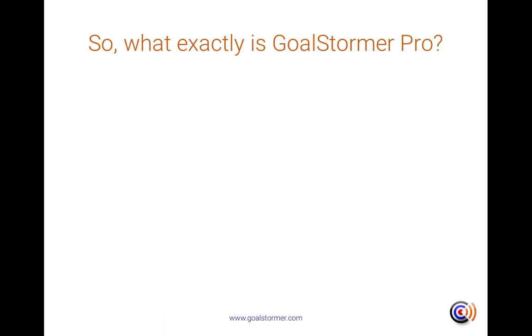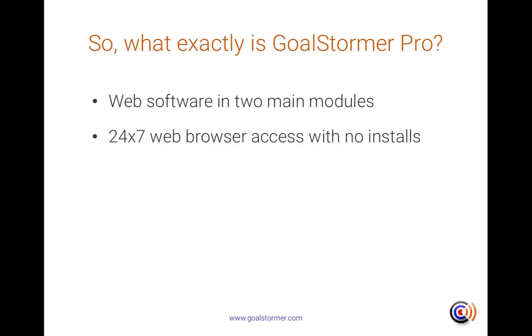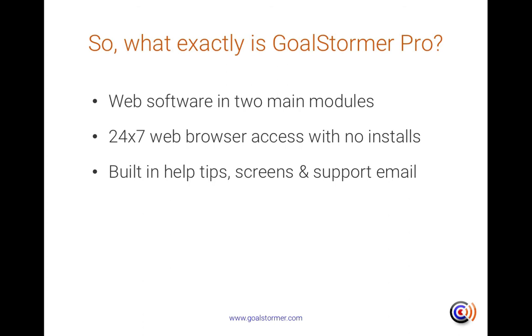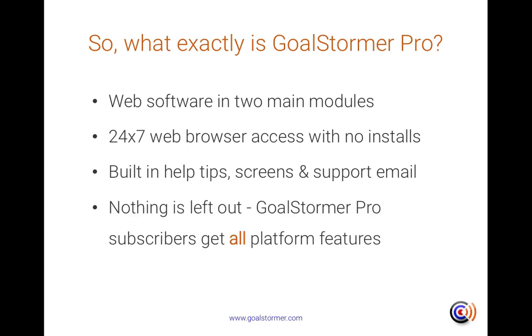So what exactly is GoalStormer Pro? It's web software in two main modules, the GoalStormer normal user interface and the Pro Hub designed for coaches and mentors. It's available all the time through your web browser, there's nothing to install or update. And it comes with built-in help tips and help screens and support email. And crucially, nothing's left out.